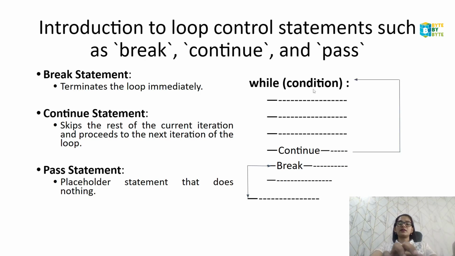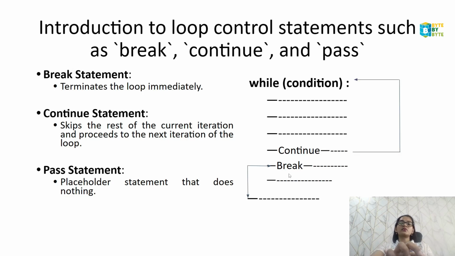While the condition is true, you have written some code and you have these statements now. Let's see the break statement first. The break statement terminates the loop immediately. Consider the break statement as an emergency stop in any machine. Whenever you push that emergency stop button, every execution in that machine stops. That is nothing but your break statement.